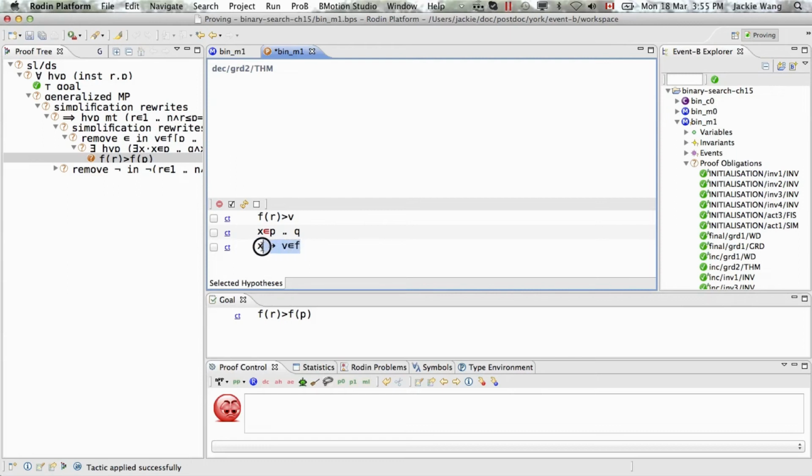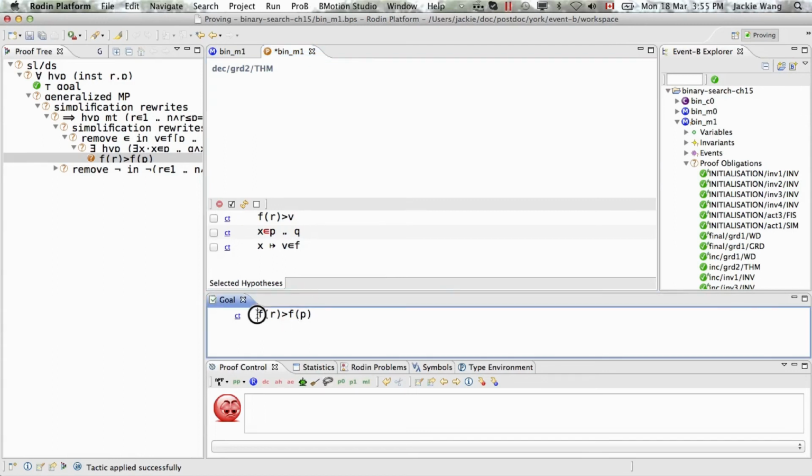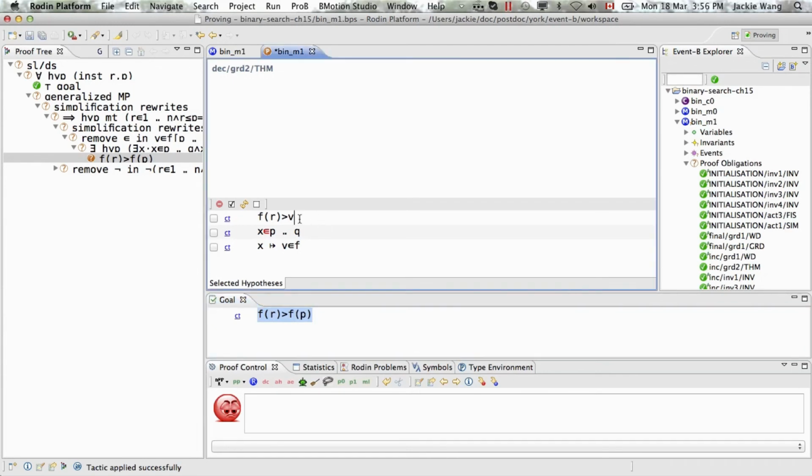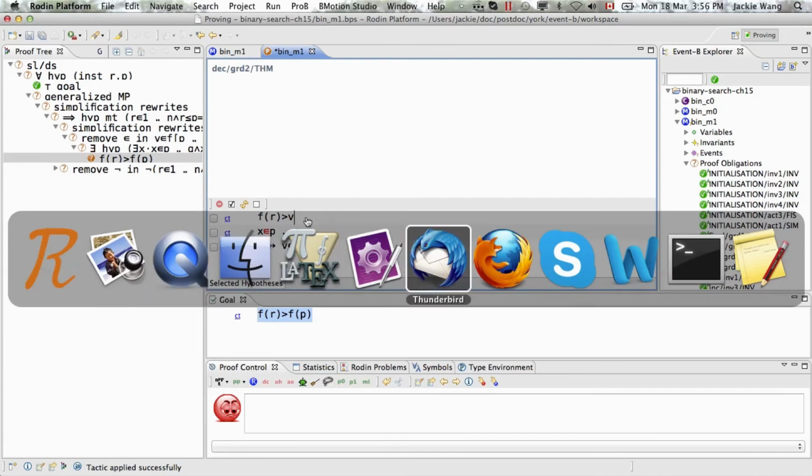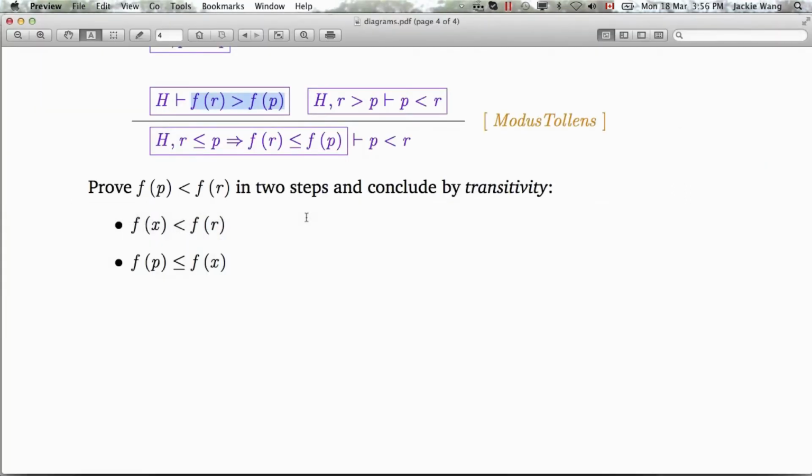So if you reformulate this expression a little bit, it is equivalent to f of x is equal to v. And so if you substitute v by f of x, you will have f of r larger than f of x. And what you really want to prove is that f of r is larger than f of p. But how do we actually proceed further? Okay, remember this, we have f of r larger than f of x. Let's just go back to our diagram to make it more understandable.